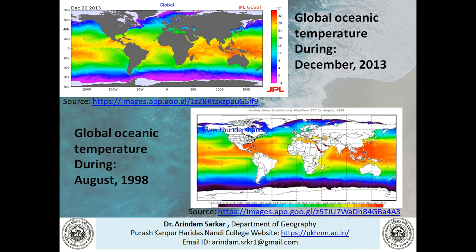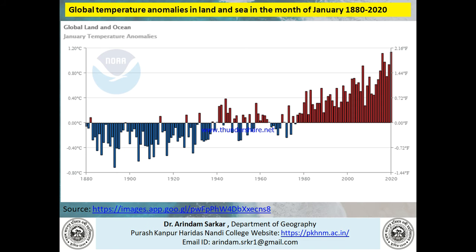That is the temperature differences of different times. That is the picture of December 2013, and that is the picture of August. We can easily understand the temperature variation from those diagrams, how it differs from month to month, season to season. This is the global temperature anomalies in land and sea in the month of January during 1880 and 2020.